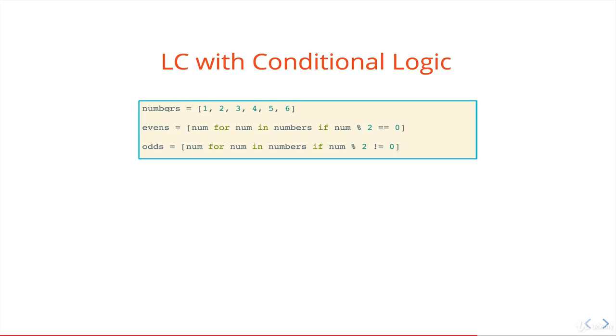It's called numbers. And we have two new lists of odd and even numbers based on the conditional logic at the end of the list comprehension. So that's right here and right here. So we're just saying take every num, add it to a new list for each num in numbers if that num is divisible by 2, meaning it's even, num mod 2 is equal to 0, or in this example, num mod 2 is not equal to 0.